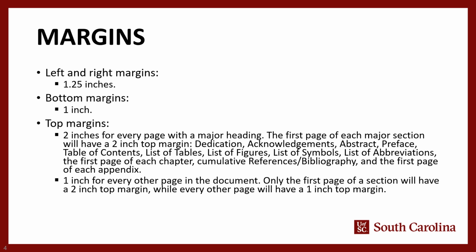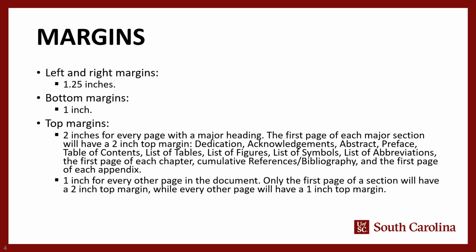However, the first page of every section in your document will have a 2-inch top margin. This means that the top margin will be 2 inches on the first page of sections like the abstract, the table of contents, the references section, as well as the first page of every chapter. Note that only the first page of a section should have a 2-inch top margin. Every other page in that section will have a 1-inch top margin.